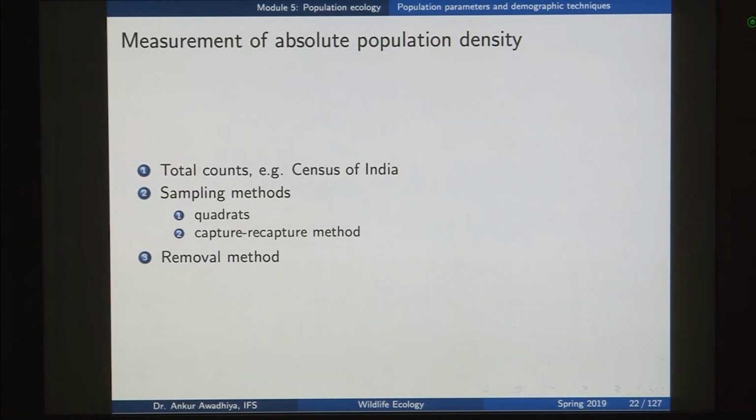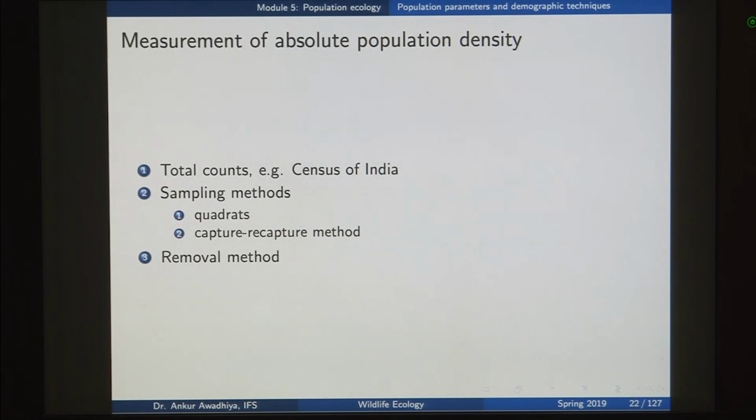Now, we will look at both of these population densities. When we talk about the absolute densities, we can measure absolute densities in 3 methods. The first one is total count. Total count is you go and measure each and every organism. So, for instance, census of India is a total count. The census officials will go to every household and ask how many males are there, how many females are there, how many children are there, and so on.